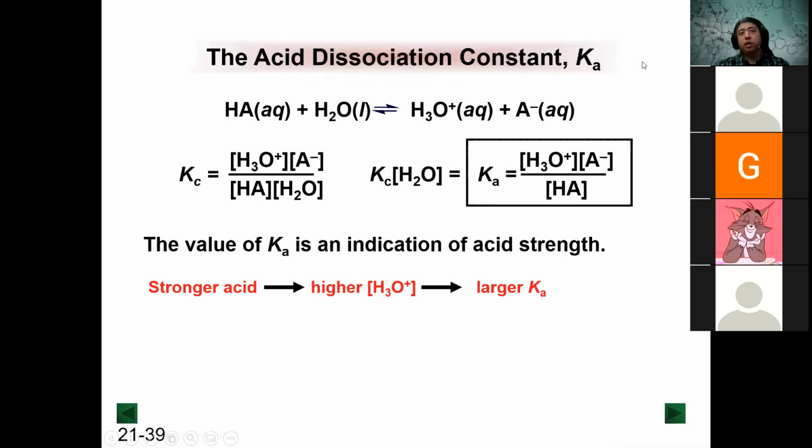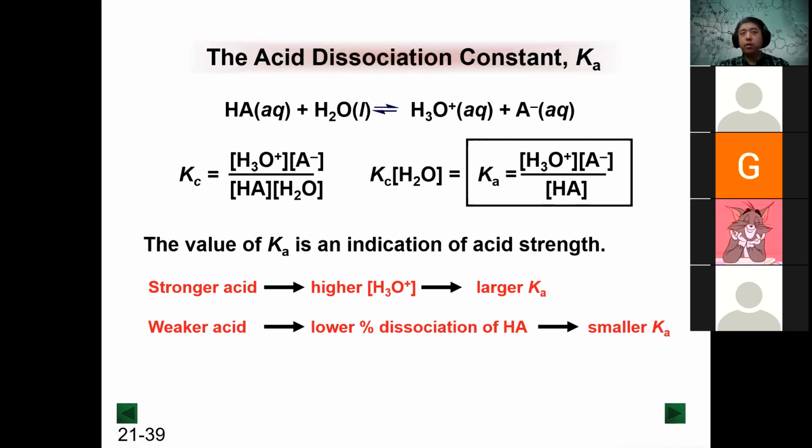Okay, acid dissociation Ka. The higher the Ka, the greater the amount of acid will separate, the stronger the acid. So a strong acid means it will dissociate very easily. A weak acid means it will not.